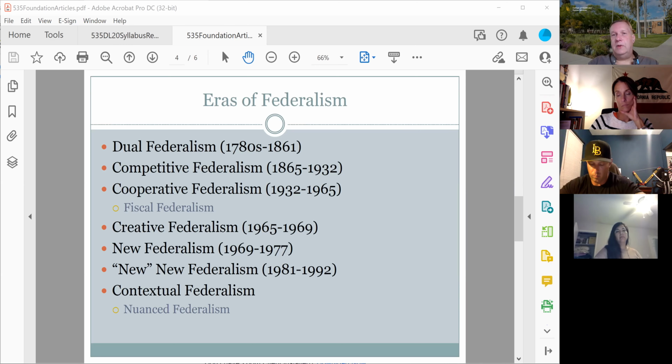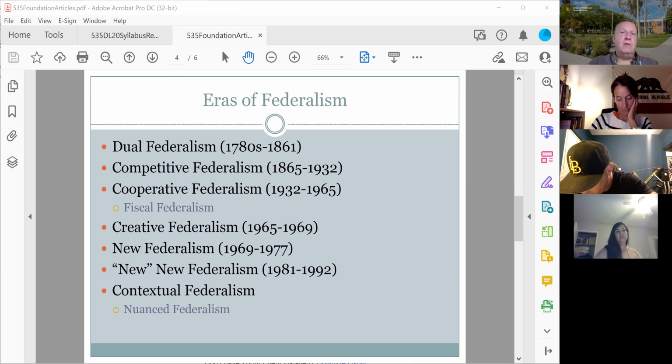So when Nixon comes into the White House in 1969, he brings with him his approach known as New Federalism. Not a terribly creative name, but New Federalism. And his New Federalism approach was diametrically opposed to Johnson's Creative Federalism. So instead of a top-down centralized approach to decision-making, New Federalism really placed the premium on a bottom-up decentralization approach.